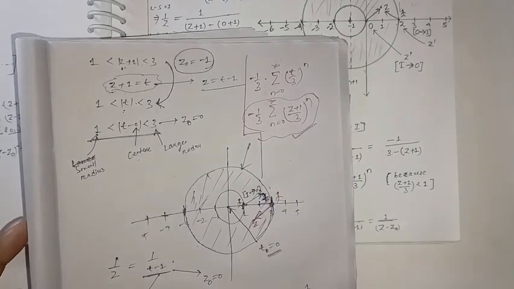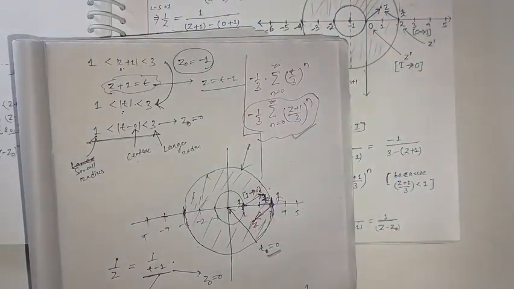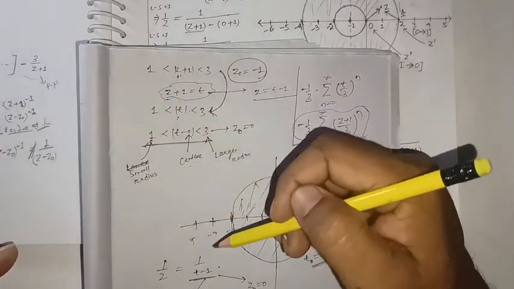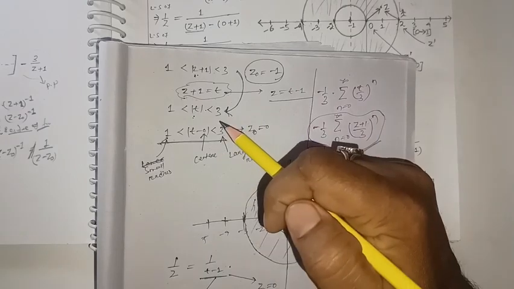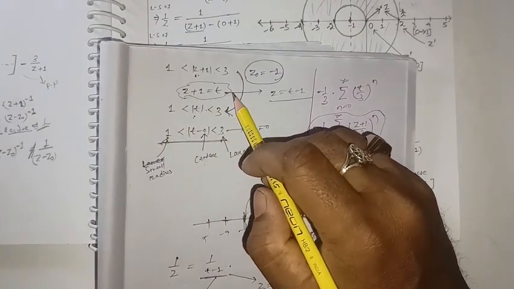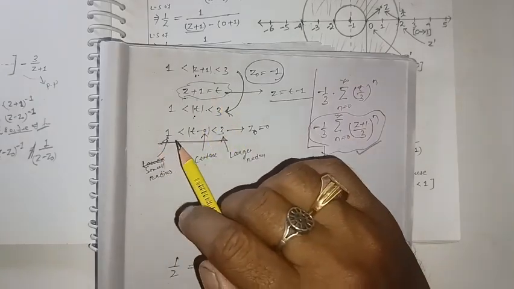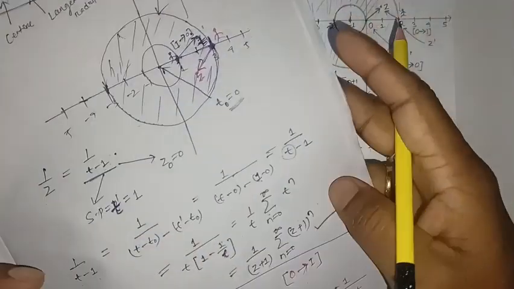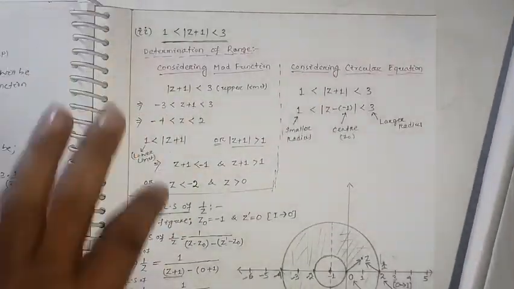I suggested at that time that you can consider either one procedure, but by considering t you have to do 2 to 3 extra steps. That means first you have to consider z plus 1 as t, then you have to re-substitute t equal to z plus 1. So 1 or 2 steps extra you have to do by this method. I suggested that you do it by the other method.